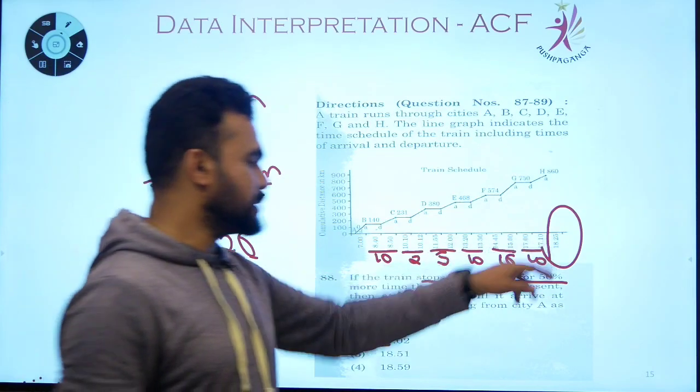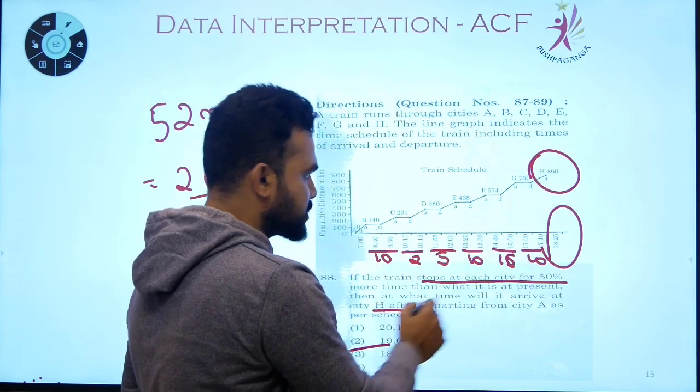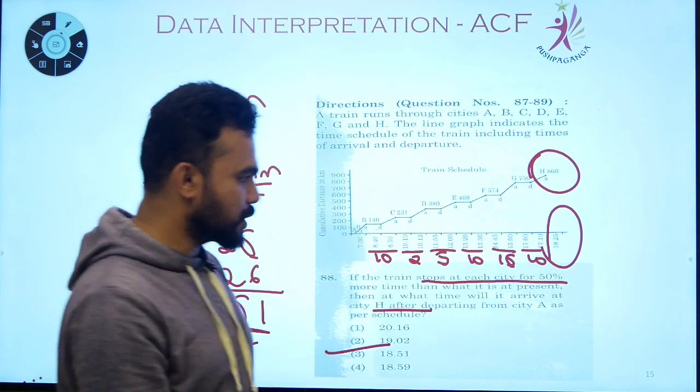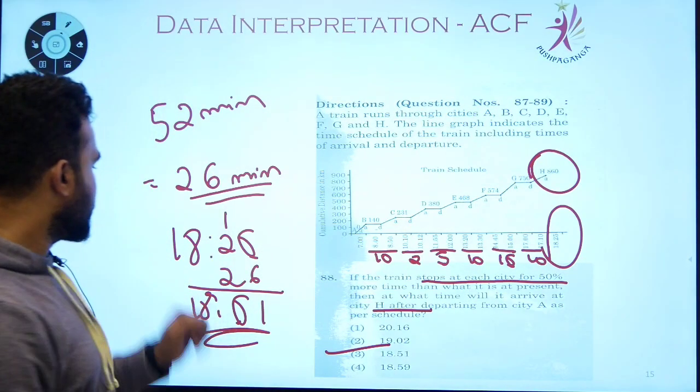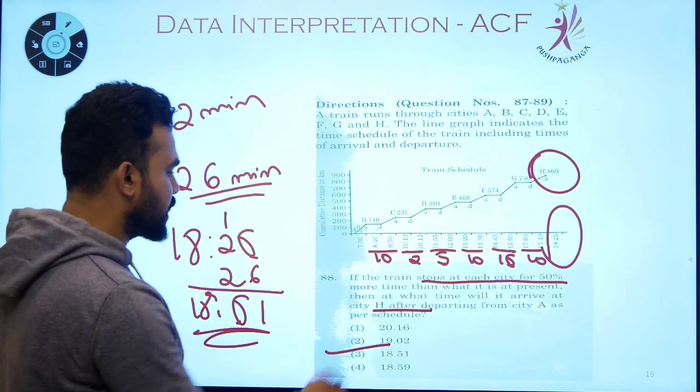So the final time in the time chart, that is, it has arrived at H station at 6:25. So if it is arriving at 6:25 with 26 minutes further delay, it will be 6:51 p.m. That is nothing but 18 hours 51.